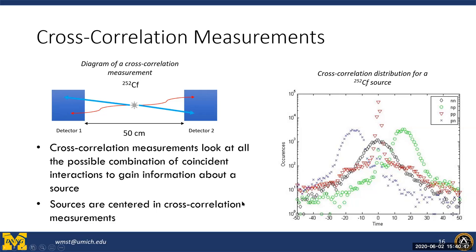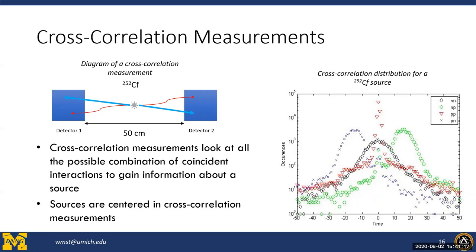If we look at the neutron-neutron distribution in the black diamonds here, we can see that this is also centered around zero, but is much broader than the gamma-gamma distribution. And the reason for that broadening, but still centered around zero, is because the probability of a given neutron energy emitted in either direction is constant, such that you get some energy neutron one way and the same energy neutron in another way.